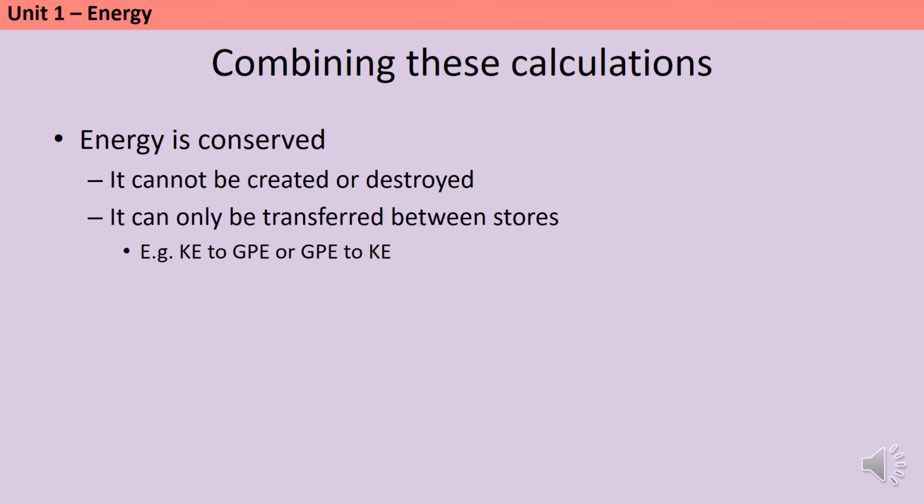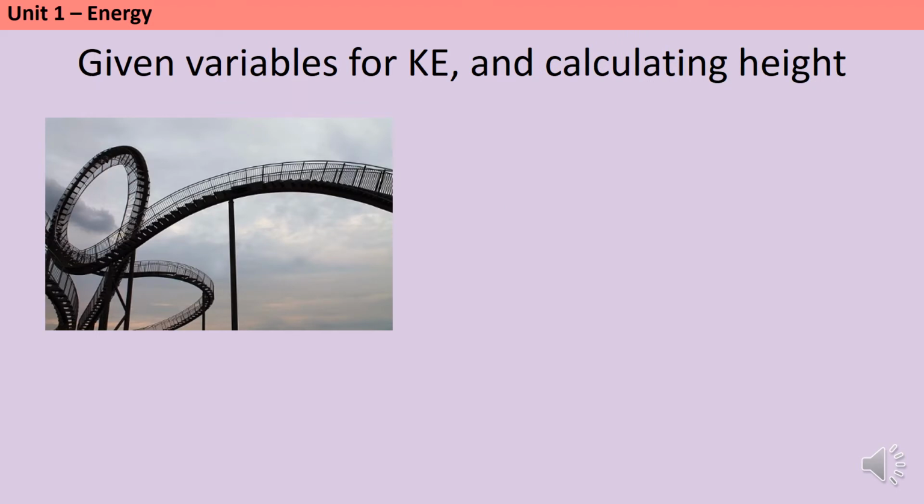So in these questions, we're going to be looking at kinetic energy turning into gravitational potential energy, or back the other way. The other assumption that we're going to make is that we have perfect transfer. So we're living in a world with no friction and with no inefficiency. The total amount of kinetic energy will become the total amount of gravitational potential energy, and vice versa. Let's have a look at some questions.